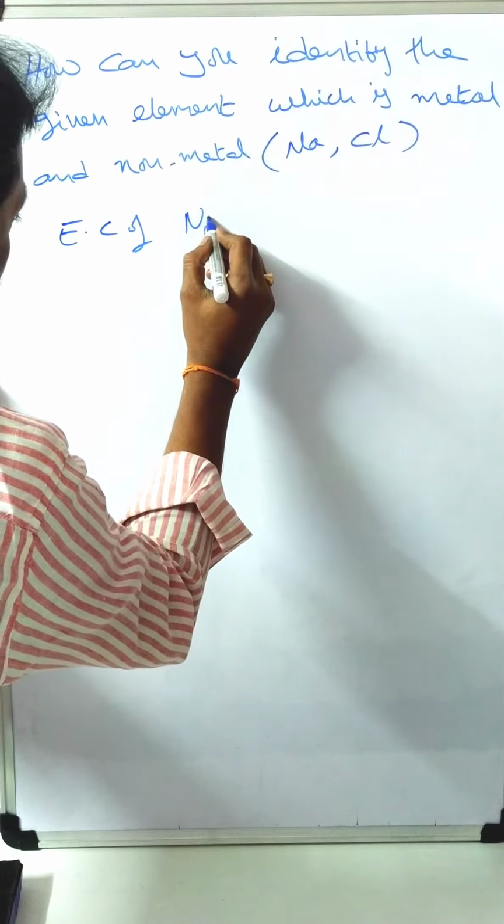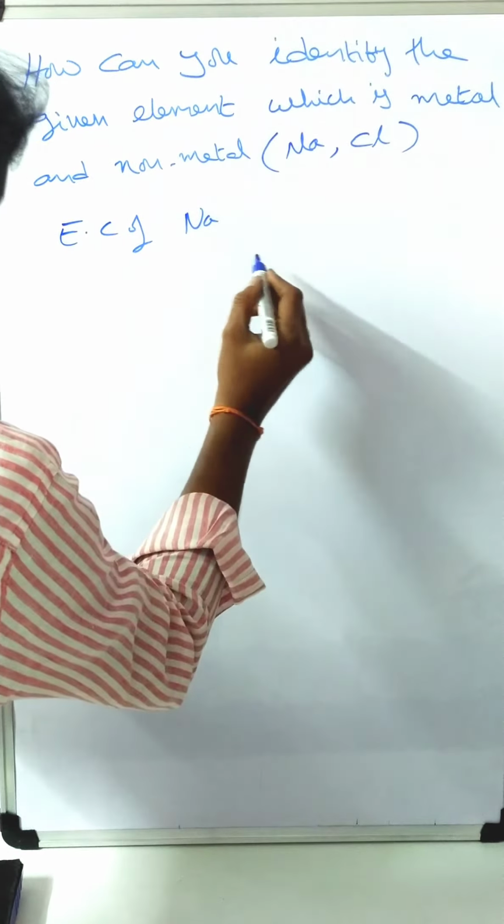Sodium atomic number is 11. So 1s2, 2s2, 2p6, 3s1. Here the outer shell contains one electron.